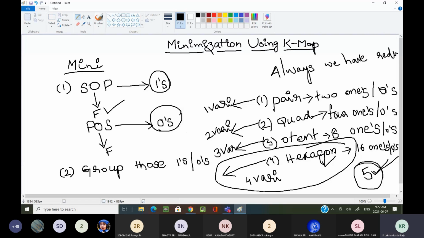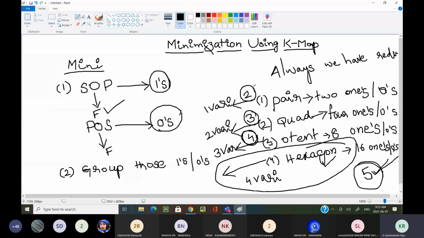Now, if it is a 4 variable function, then only you can form an octant. If it is a 3 variable, you can form a quad. If it is a 2 variable, you can form a pair.